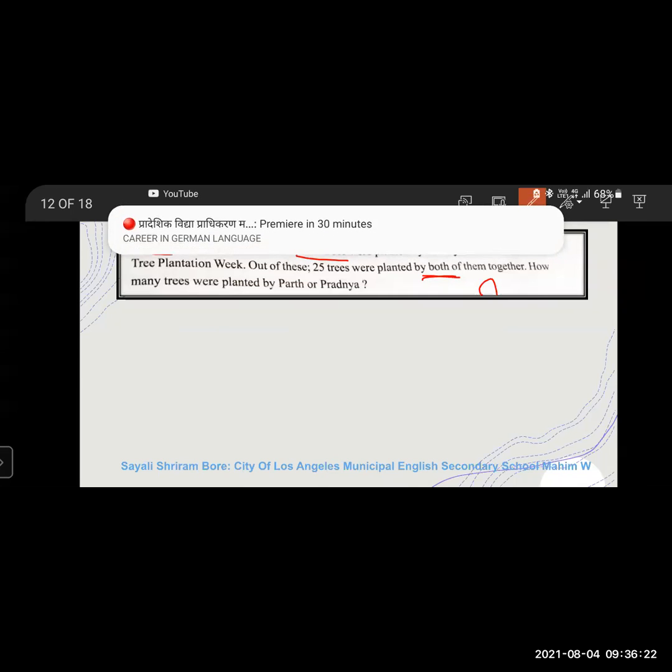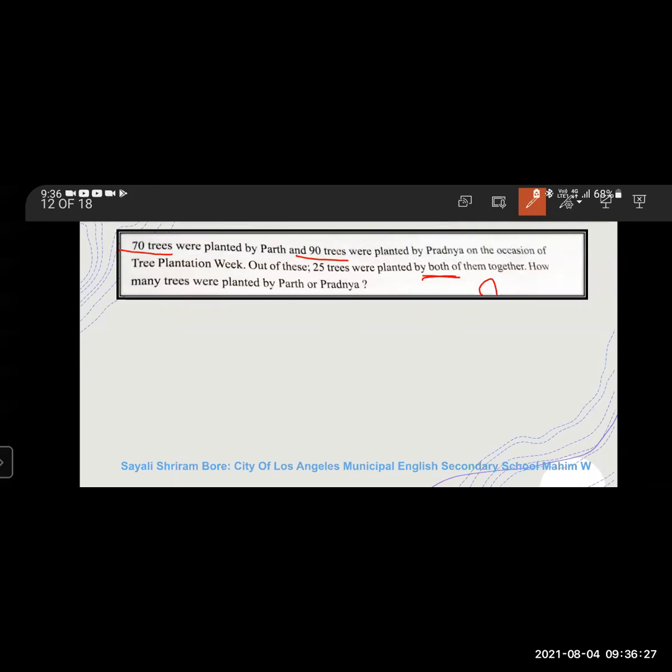So that means Parth planted how many? 70, and Pradnya planted how many? 90. Out of this, 25 trees were planted by both of them. Both means what? Intersection. How many trees were planted by Parth or Pradnya? That means you have to find out what? Union. Now I will just go back.